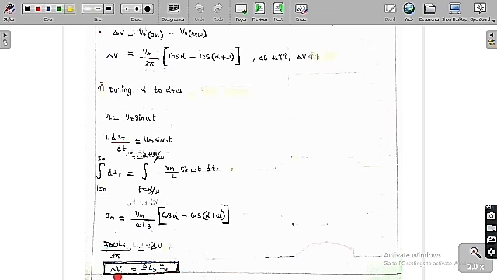So the amount of change in the average value of the output voltage is equal to f into Ls into I0, where f is the supply frequency, Ls is the source inductance and I0 is the load current. We have assumed the load is highly inductive, so its current is constant. So f Ls I0 is the change in the average value of the output voltage, which is the formula.